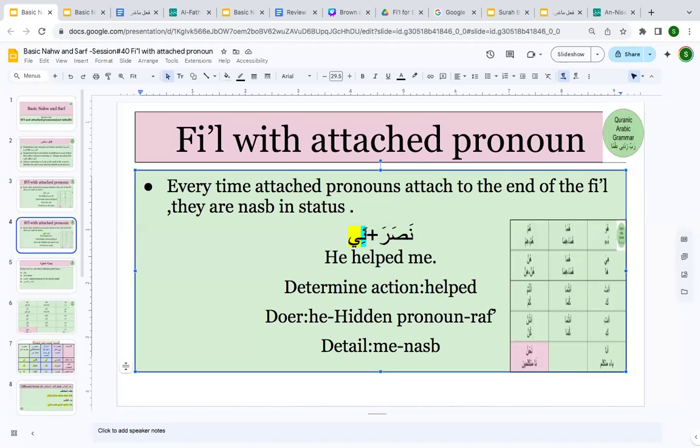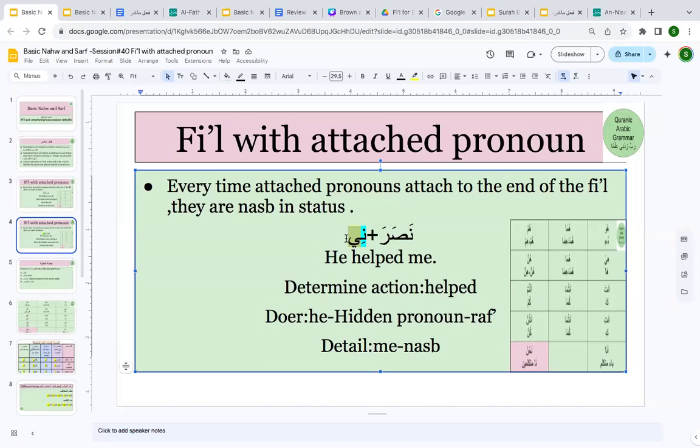Now, what is exactly the pronoun in ni? Give me one letter that was a pronoun taught to you in your first term. Ya is the pronoun. Noon is just doing the job of protection. So give me the status of ya. He helped me. Is me the doer of an action, or a receiver, or an object of an action? It is an object of an action, a receiver of an action, so it's going to be nasb in status. How many of you have understood that so far?